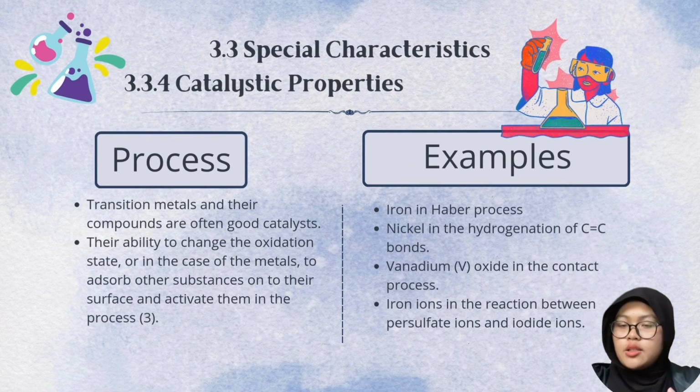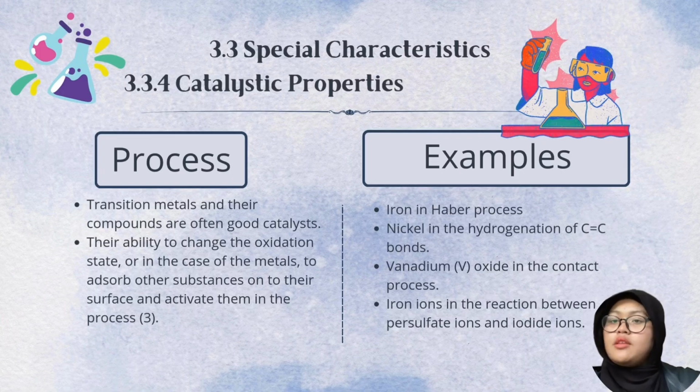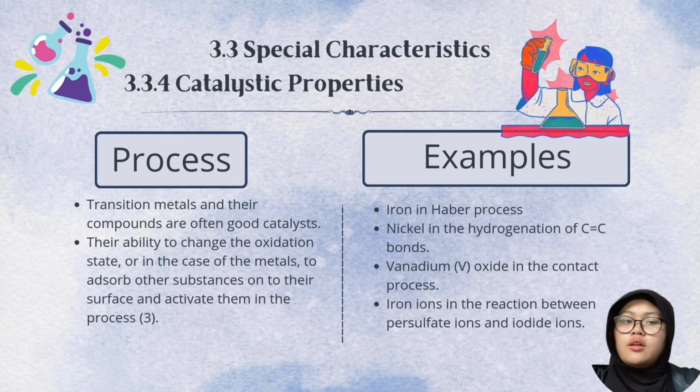Next is the catalytic properties. Transition metals and their compounds are often known as good catalysts, as they can be used to speed up reactions that could take hours to finish. This is due to their ability to change oxidation states, or in the case of the metals, to adsorb other substances onto their surface and activate them in the process.